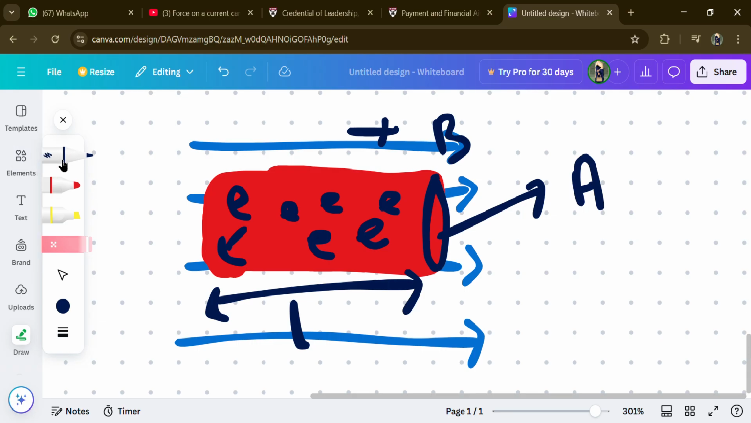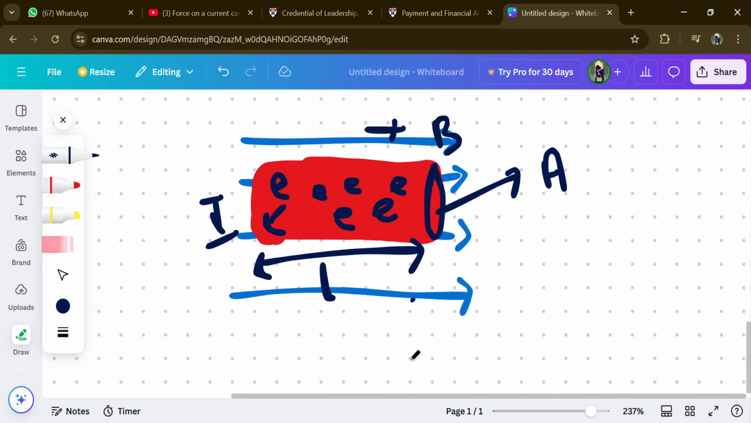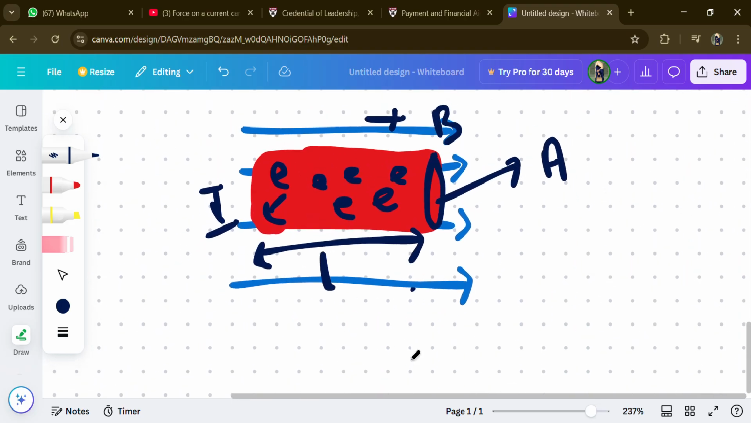So here we will consider I equal to Q upon T, the number of charges that are moving per unit time within a conductor or a wire. This is called the current. So here we are considering the moving current. I hope that so far things are clear to you.